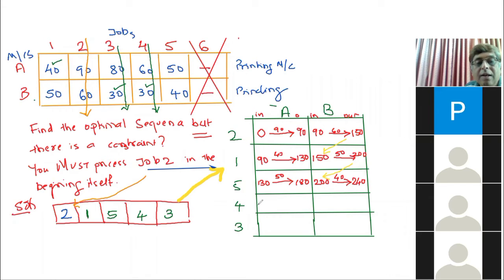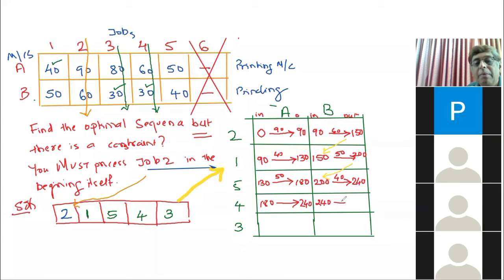Job 4 will enter machine A at 180. Job 4 requires how much time on machine A? 60. So what time will it come out? 240. This also finishes at 240, and this also finishes at 240. So at 240 it can enter.